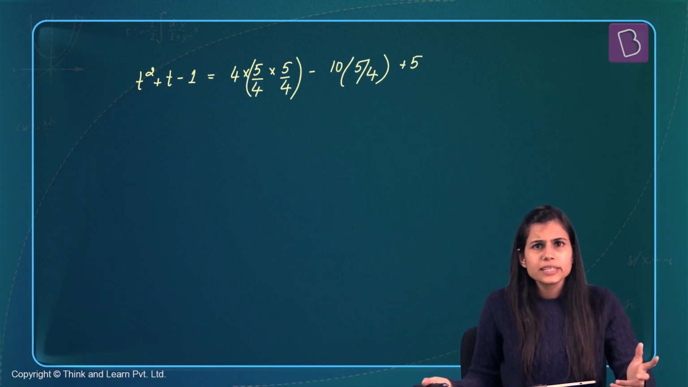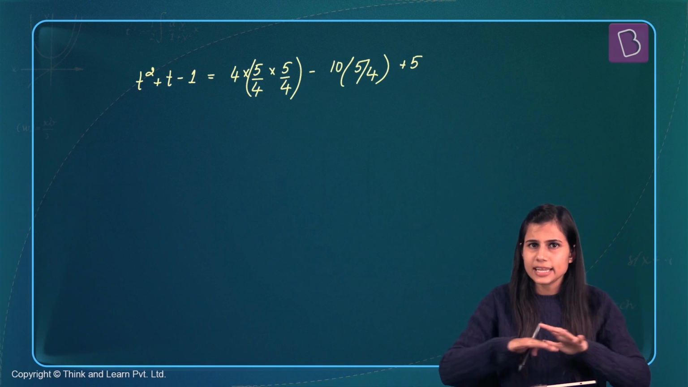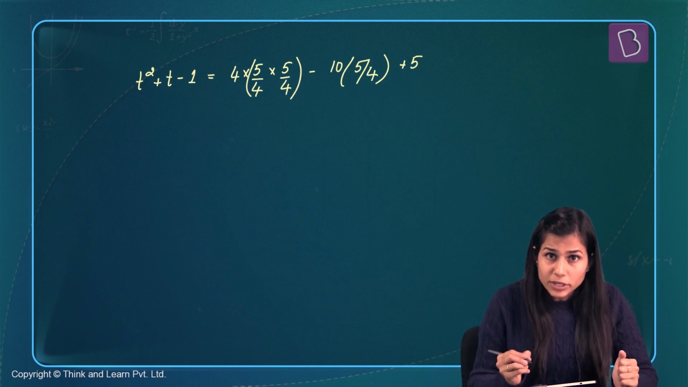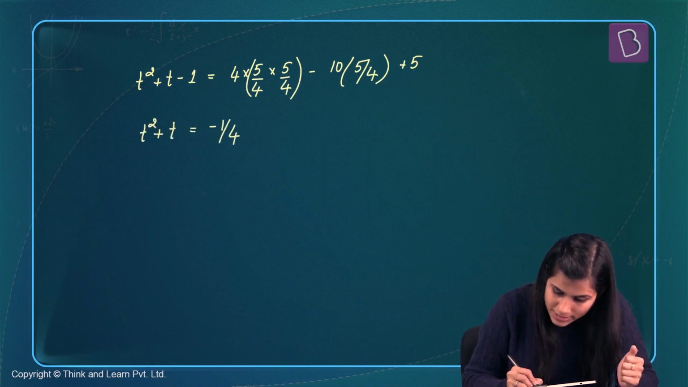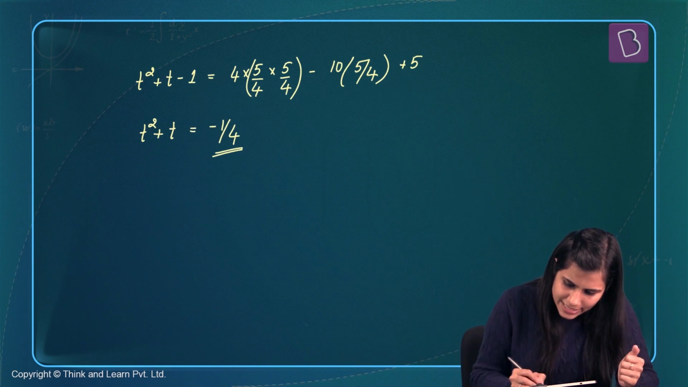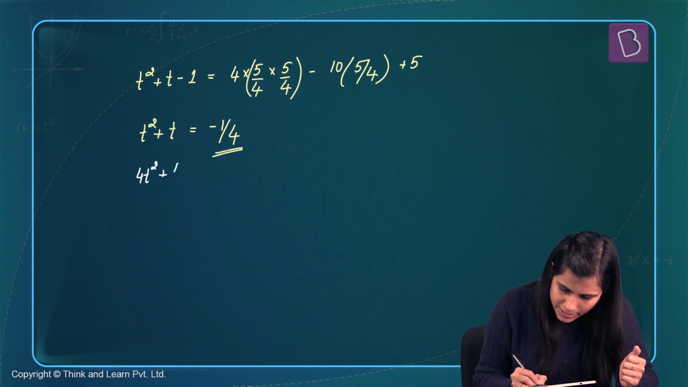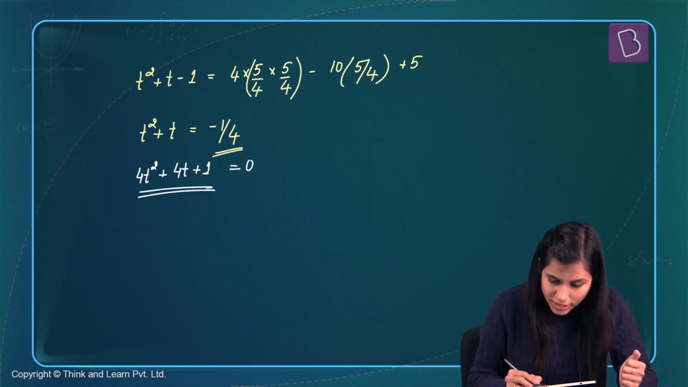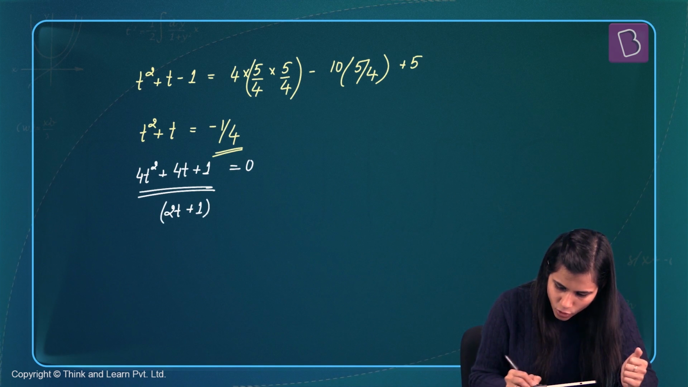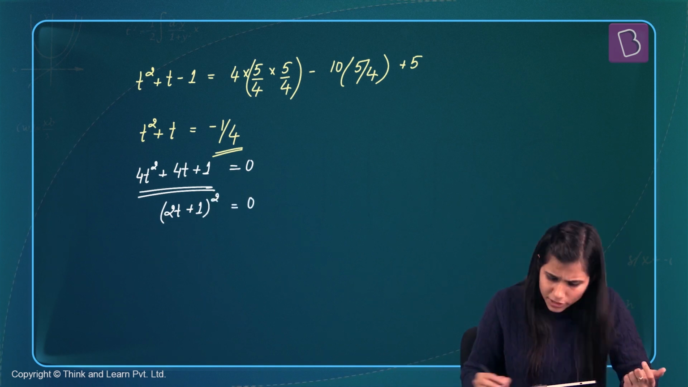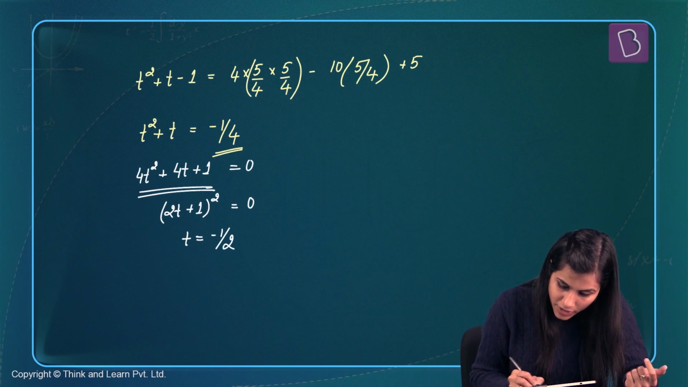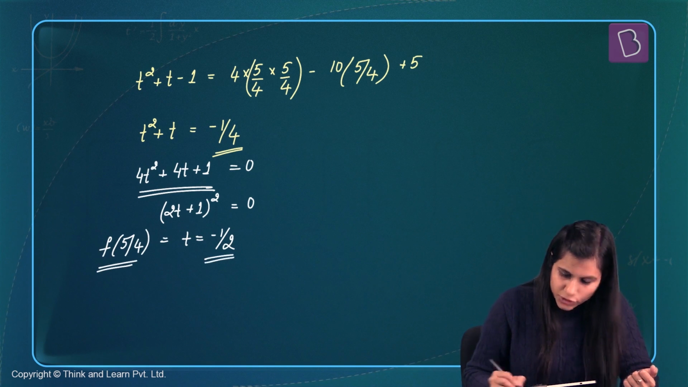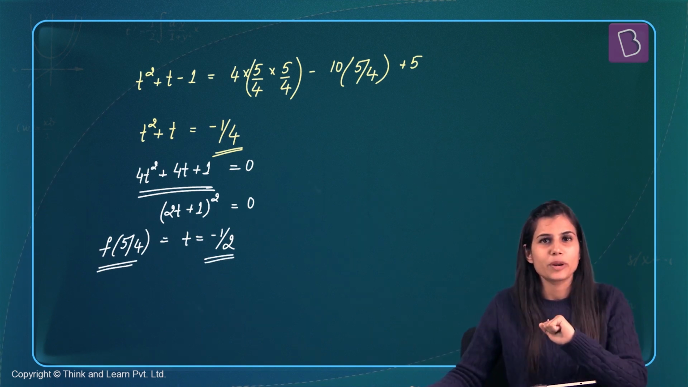Okay. And now it's pretty simple. You just need to solve this equation accurately to get a pretty looking quadratic equation. So when you do that, you get t square plus t equals minus 1 by 4, which in the next step gives you 4t squared plus 4t plus 1 equals 0. And this is straight away what? This is 2t plus 1 whole square. From here, you know the next step, t is minus half, but don't forget t was nothing but f of 5 by 4, and that is what you wanted to find. So your answer is minus 1 by 2.